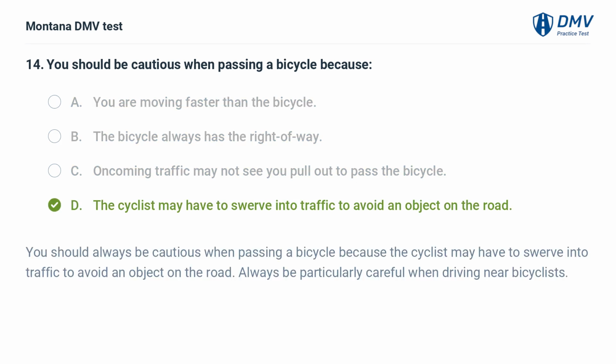D. The cyclist may have to swerve into traffic to avoid an object on the road. You should always be cautious when passing a bicycle because the cyclist may have to swerve into traffic to avoid an object on the road. Always be particularly careful when driving near bicyclists.